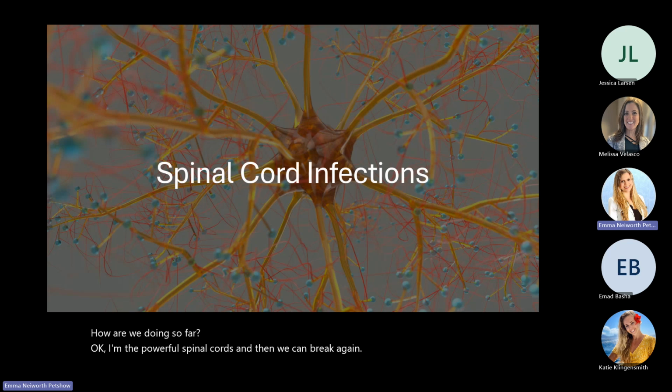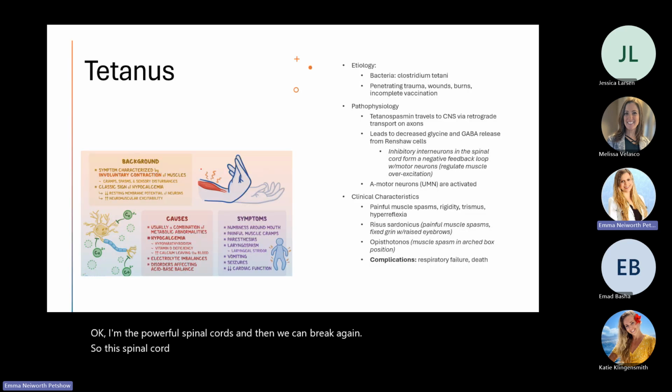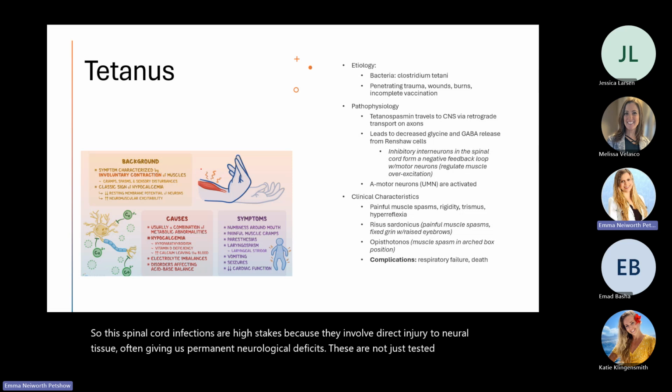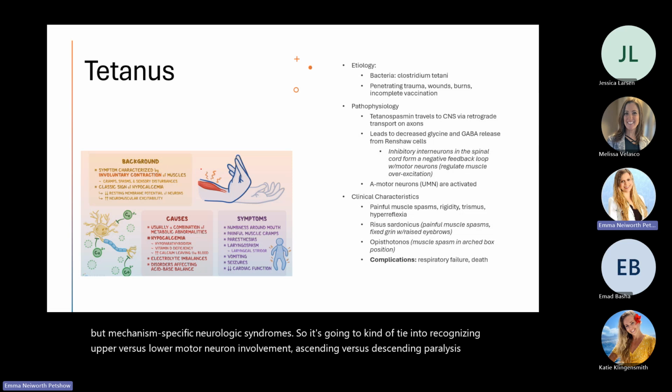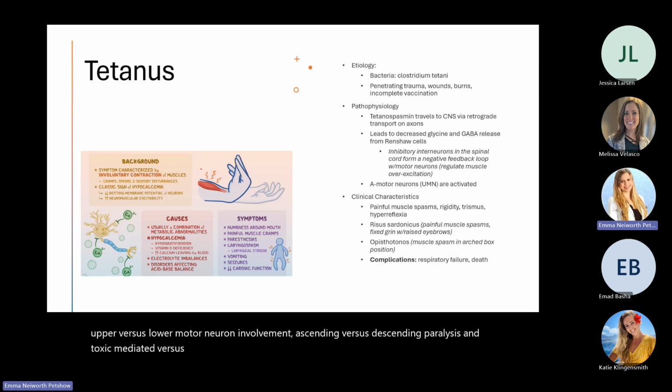So spinal cord infections are high stakes because they involve direct injury to neural tissue, often giving us permanent neurological deficits. These are not just tested as infections, but mechanism-specific neurologic syndromes. So it's going to tie into recognizing upper versus lower motor neuron involvement, ascending versus descending paralysis, and toxin-mediated versus inflammatory damage. A lot of these pathogens act through neurotoxins or selective neuronal vulnerability.